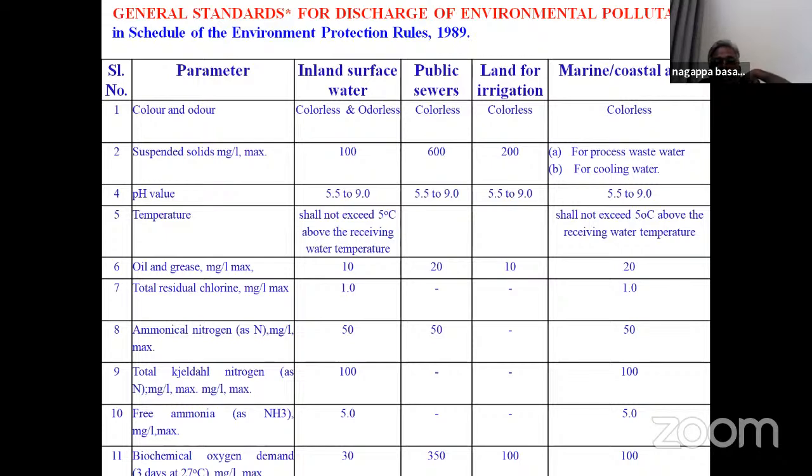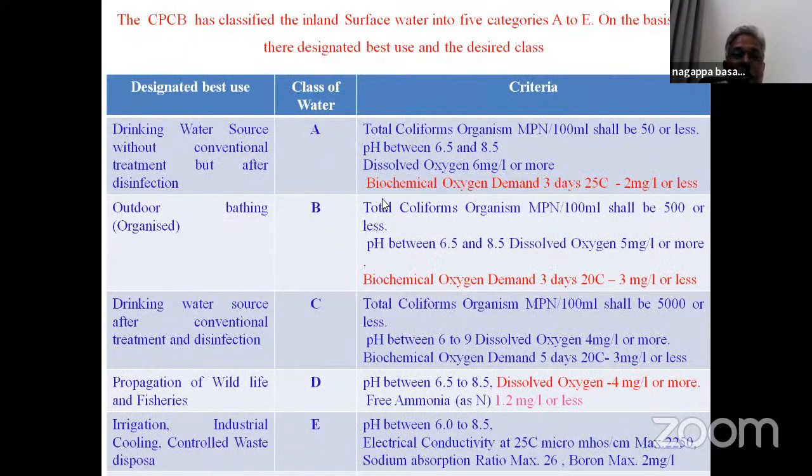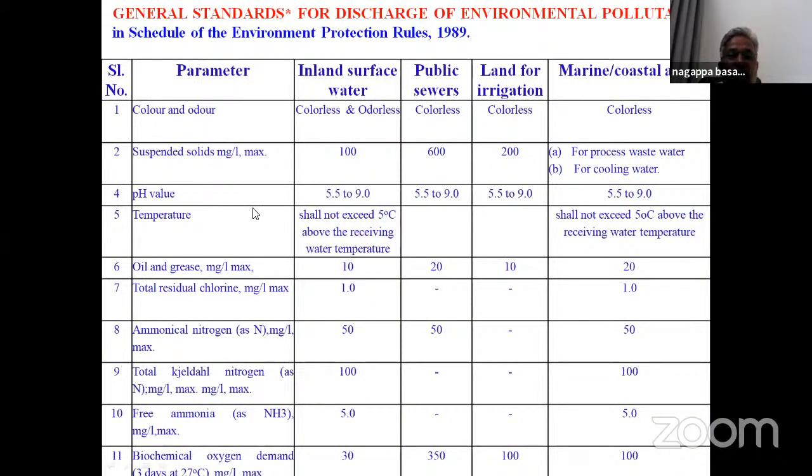This is the general standard for industrial discharges. For industries only this standard is applicable, not for borewell water, where we follow the highest standard. For lakes and reservoirs, we follow the CPCB designated best use criteria of A to E grade. For industrial waste, we follow the general discharge standards as per the Environment Protection Act 1980 and EP Rules 1989. Industries discharging wastewater into inland surface water have to follow the inland surface water parameters. If the industry is discharging into public sewers, they have to follow these parameters. If the industry is discharging onto land for irrigation, they have to follow these parameters. If the industry is discharging waste into marine and coastal areas, they have to follow these parameters.